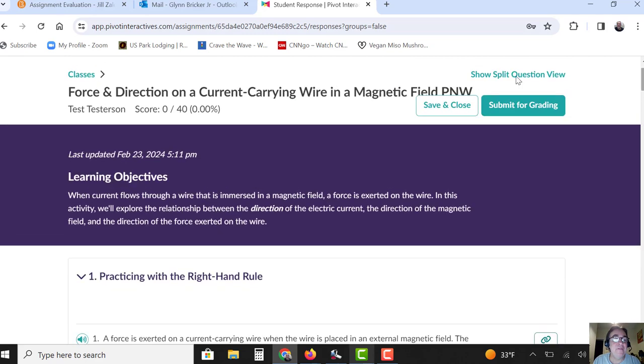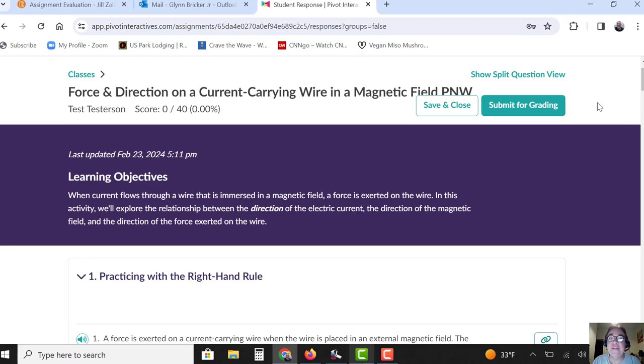So learning objectives. When current flows through a wire that is immersed in a magnetic field, a force is exerted on the wire. This goes back to what we saw earlier in the current chapter. Moving charges in a magnetic field experience a force. If you have a wire and current is flowing, current really is just the motion of charged particles, electrons. So if charged particles are moving in a magnetic field, they're going to experience a force. It just so happens that the moving charges are in a wire, so the wire is going to experience a force. That's what this whole concept is about.